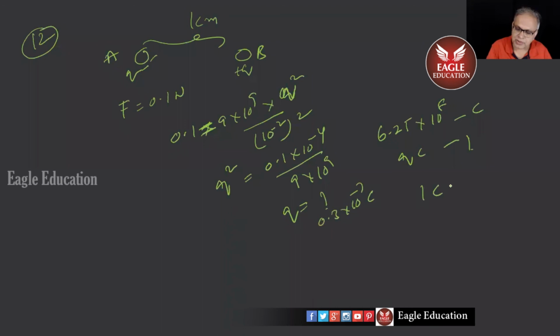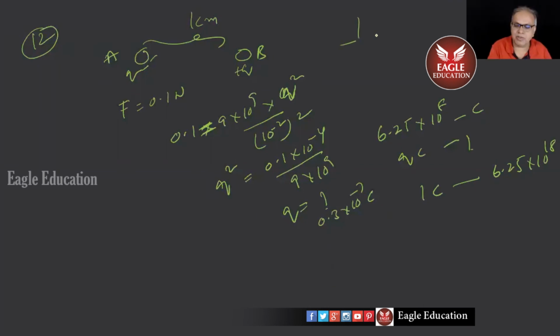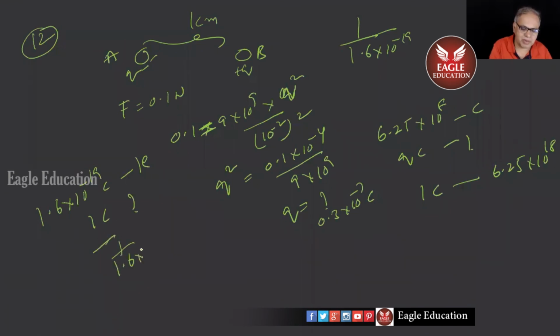1 coulomb is so many electrons, children. 6.25 into 10 to the power 18. Did I mention this previously? Electron charge is 1.6 into 10 to the power minus 19 coulombs for 1 electron. So 1 coulomb is how many electrons? That is 1 by 1.6 into 10 to the power minus 19, which is 6.25 into 10 to the power 18 electrons. I told you when I started the lesson.